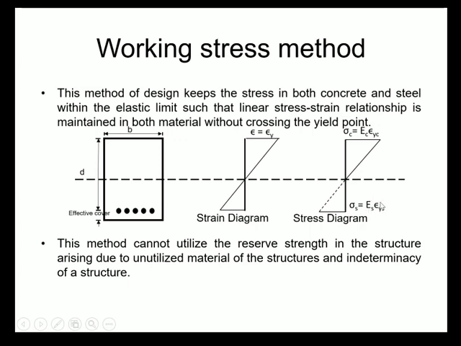But in this process, what happens? We are so conservative. We allow only the extreme fiber to reach the maximum permissible value of the strain, and then the maximum permissible value of the stress. Whenever more load is coming, at this maximum permissible value, if it is exceeded, then this top fiber will undergo yielding.